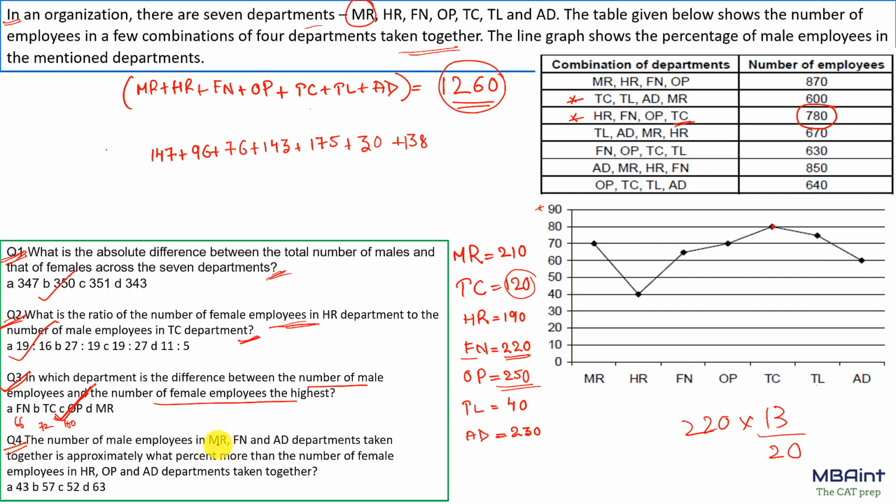It says the number of male employees in MR, FN and AD departments taken together is approximately what percent more than the number of female employees in HR, OP and TL. So it is basic calculation of ratio and proportion. The number of male employees in MR, FN and AD, right? You can do this basic calculation. The answer to this question is 52. Fine. Hope you have understood it. The whole key of solving this set was to find the total number of employees, subtract it, and then again subtract it to find the individual number of employees in each of the departments. Thank you.